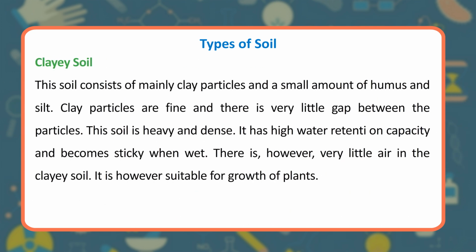Clayey soil. This soil consists of mainly clay particles and a small amount of humus and silt. Clay particles are fine and there is very little gap between the particles. This soil is heavy and dense. It has high water retention capacity and becomes sticky when wet. There is, however, very little air in the clayey soil. It is however suitable for growth of plants.